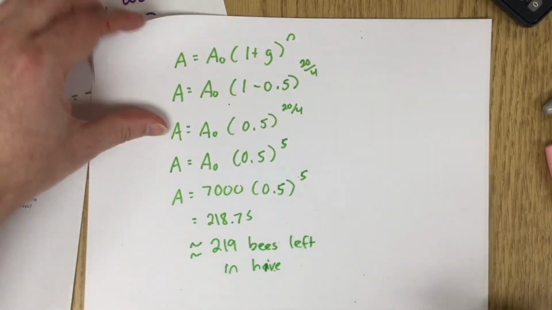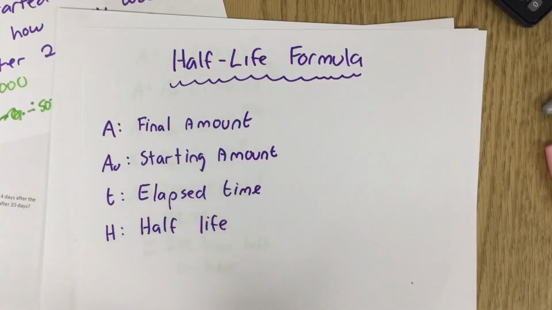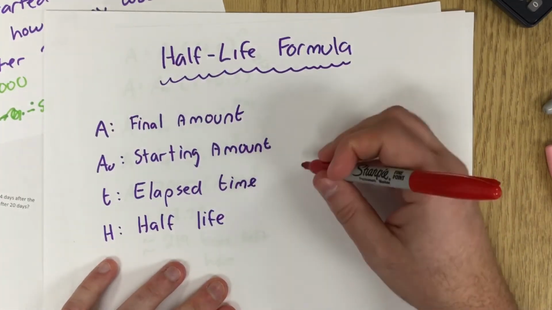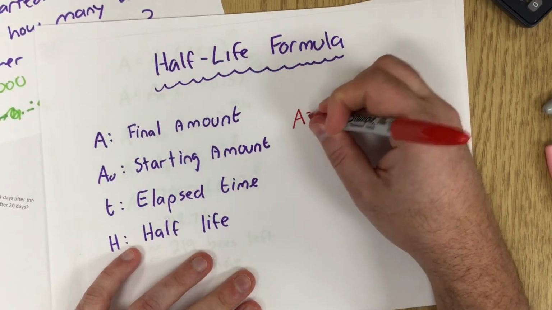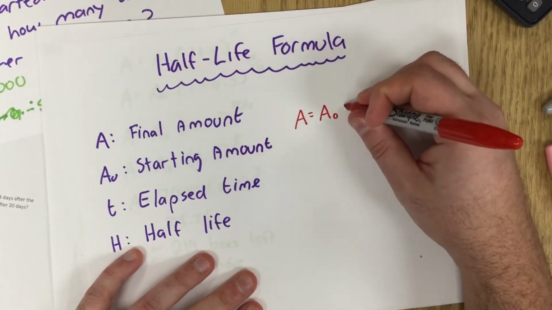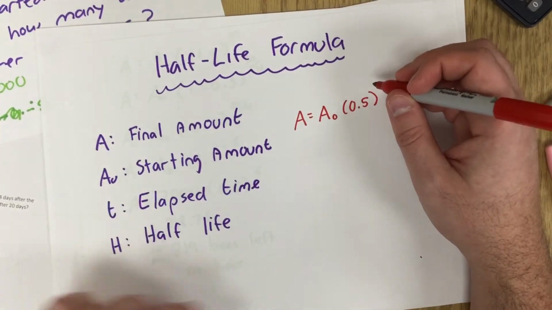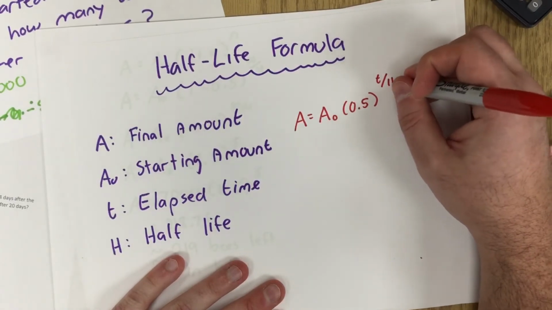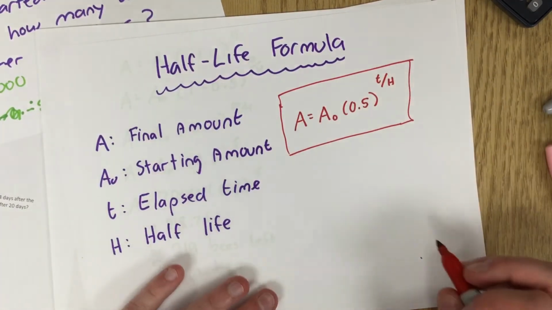So what we're going to do, like the other one, is make a formula. We're going to have a half-life formula. So that's our final amount, and then we have our initial amount. And what we're going to say is that the final amount for a half-life is going to be A naught times 0.5, and the number of times this is going to happen is the elapsed time over the half-life. And that's the half-life formula.